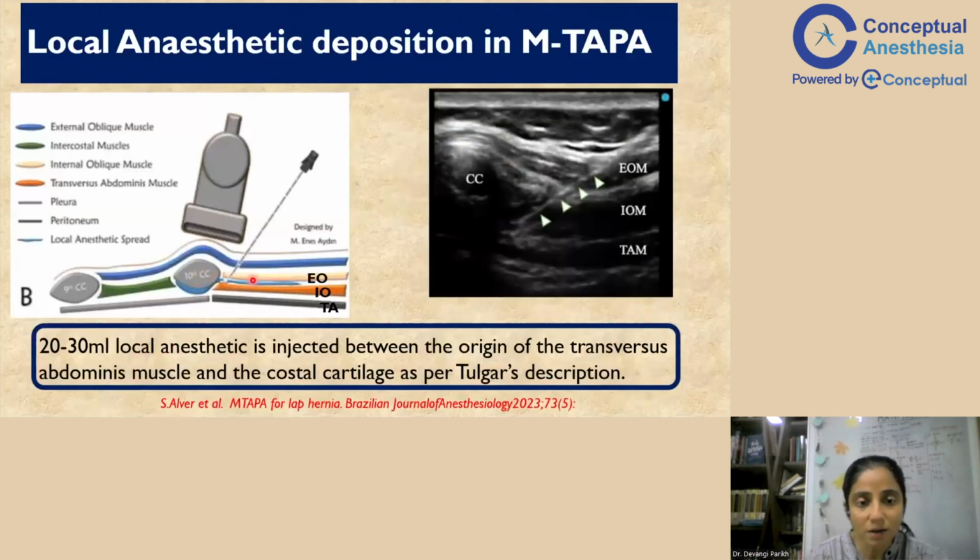This is a costal cartilage. This is the external oblique, internal oblique, and the transversus abdominis. The needle is inserted, and this is the drug. So the drug is exactly between IO and TA, but it's more so between the costal cartilage and the TA origin. All right. So this is the mTAPA block.